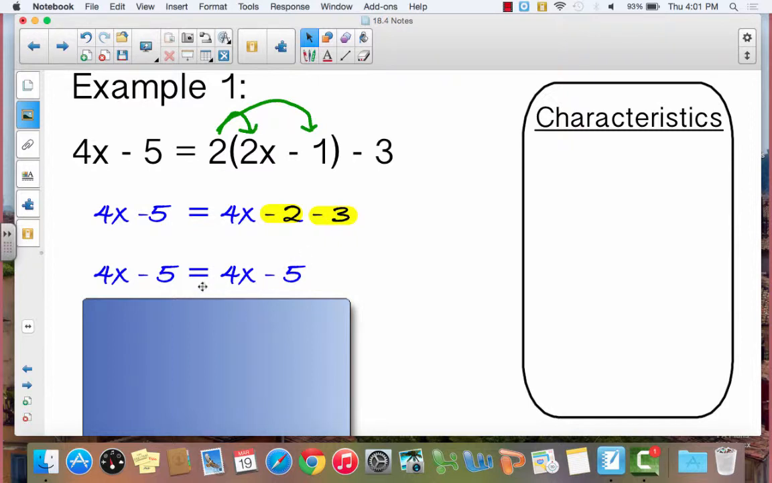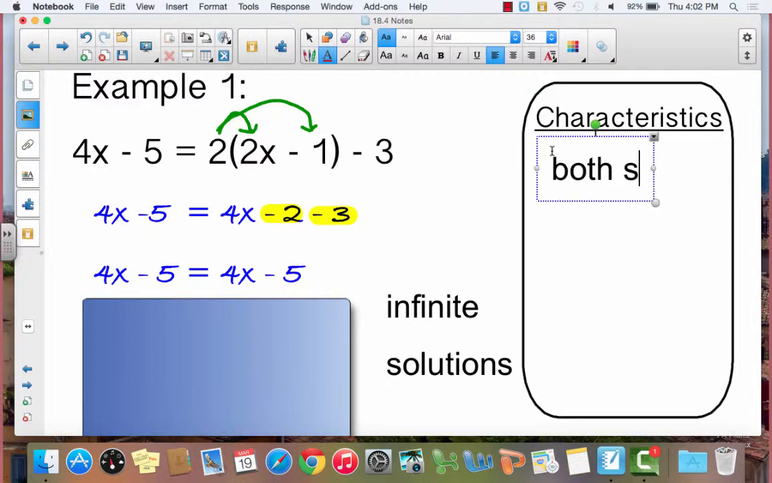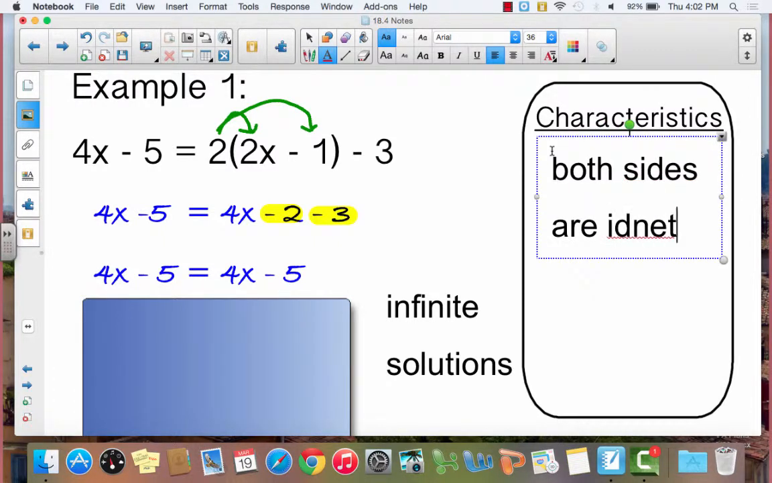And this is pretty cool because if I look here, I see that both sides of the equation are exactly the same. So what would happen is if I were to replace each of these x's with a number, I would always get the same result on each side. And when that happens, we say that there are infinite solutions. So the main characteristic that I see when there are infinite solutions is that both sides are identical.